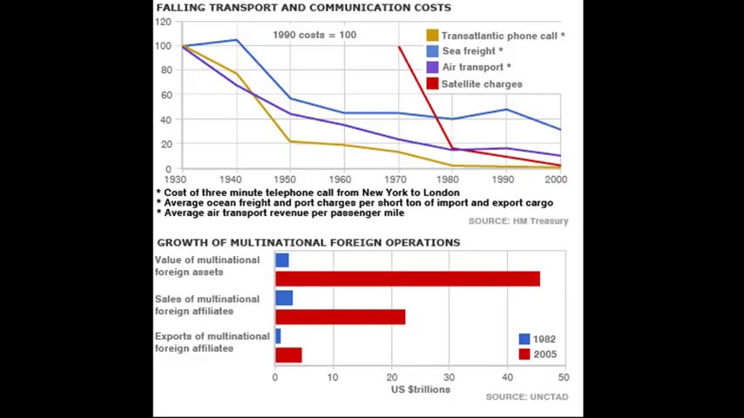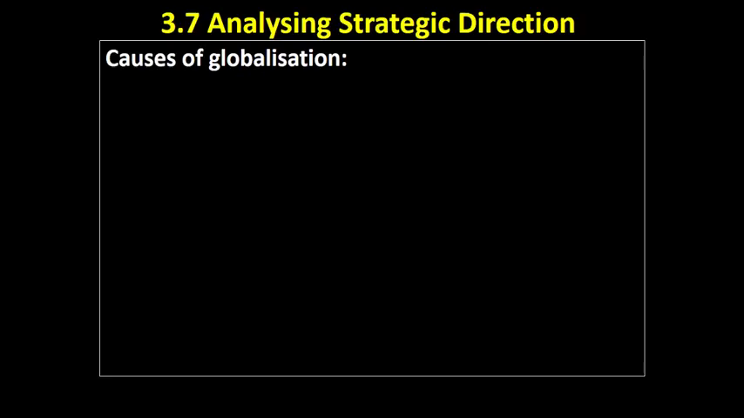So we need to look at some of the causes. Now this is obviously massively outdated. The most recent date on there is 2005. But you can see that from 1930 to the year 2000, there were huge falls in transport and communication costs. During the period 1982 to 2005, you can see here what happened to the growth of multinational foreign operations. So what have been the causes of globalisation?